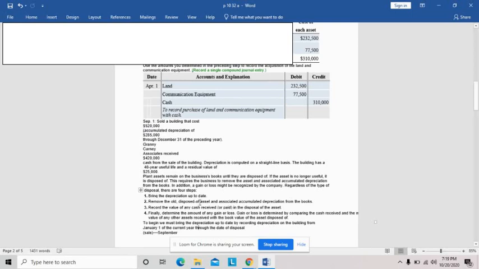First, you bring the depreciation up to date. Number 2, you remove the old disposed of asset and associated accumulated depreciation from the books. Step number 3, record the value of any cash received or paid in the disposal of the asset. And step 4, finally, determine the amount of any gain or loss. Gain or loss is determined by comparing the cash received and the value of any other assets received with the book value of the asset disposed of.